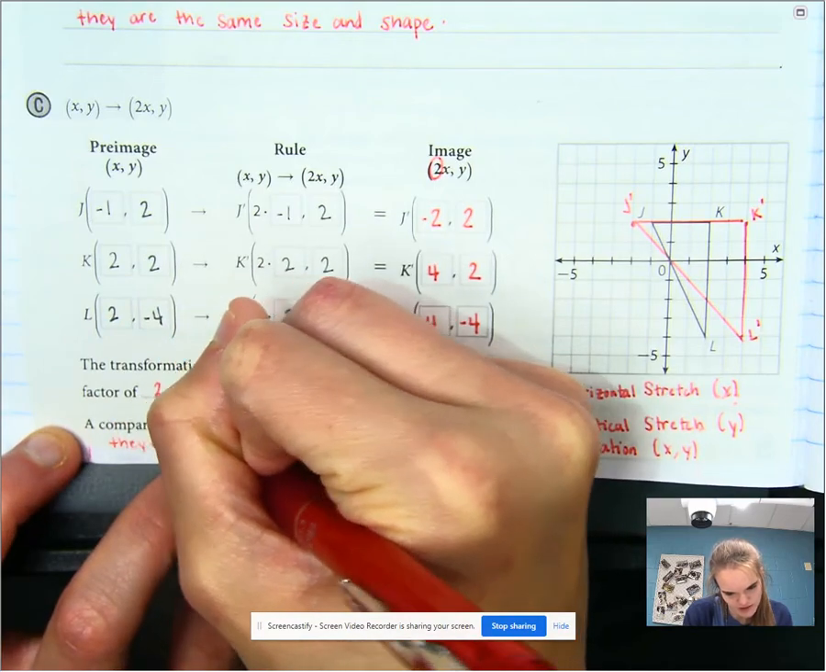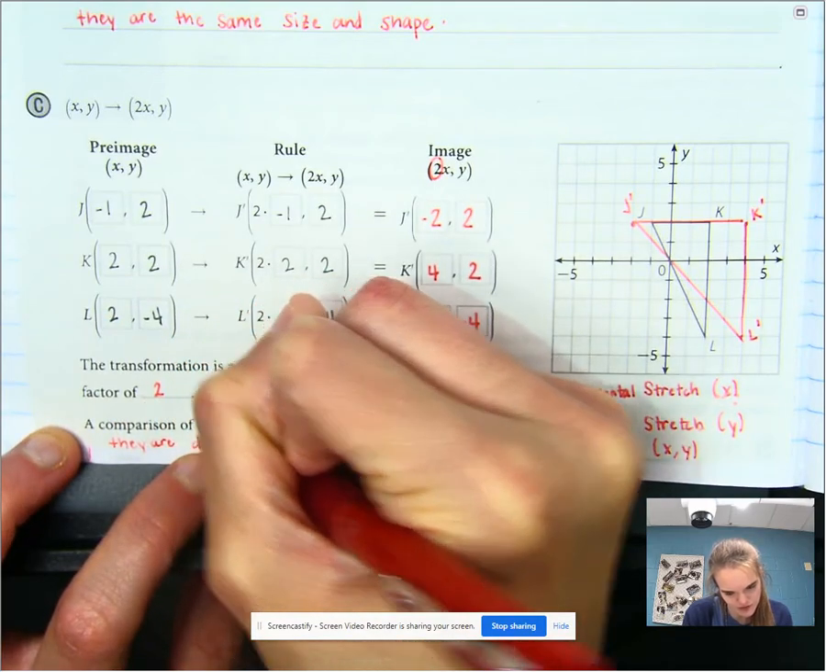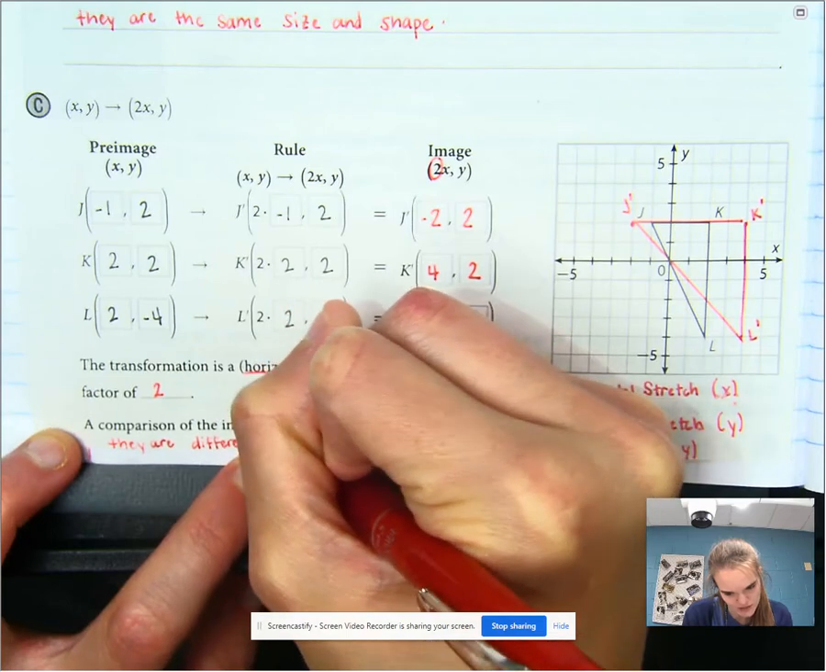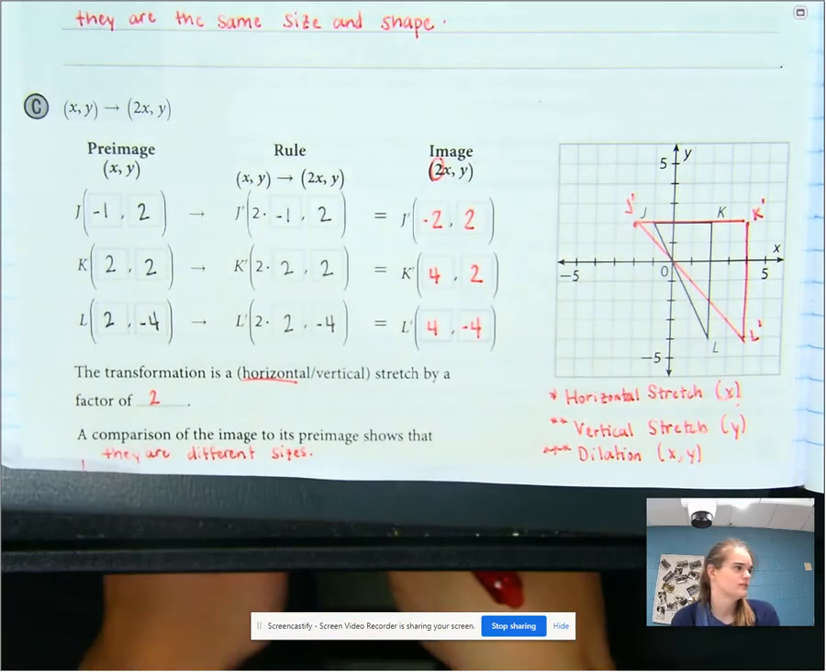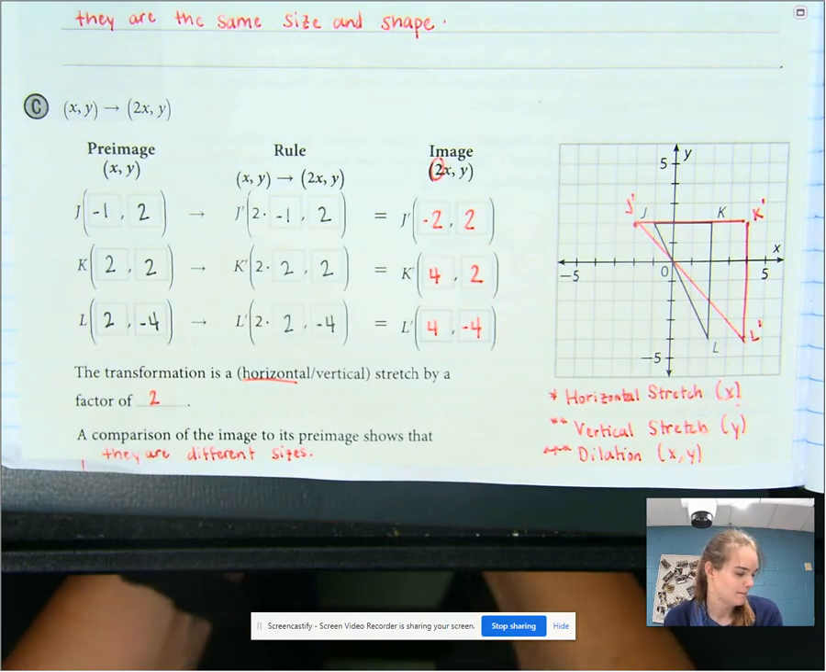So we're going to talk about the difference when sometimes we have some that are the right size and sometimes we have them that are different sizes. Okay.